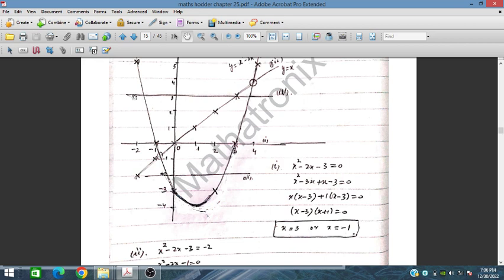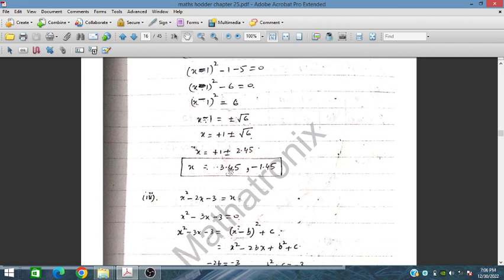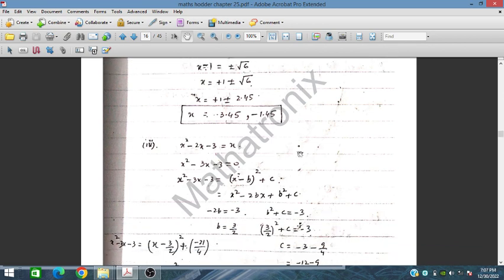So the line y is equal to 3 is intersecting this curve at two points. One point is here and the other intersecting point is here, and we have the two values obtained as 3.45 and minus 1.45. So this is question number 2 and very, very important.